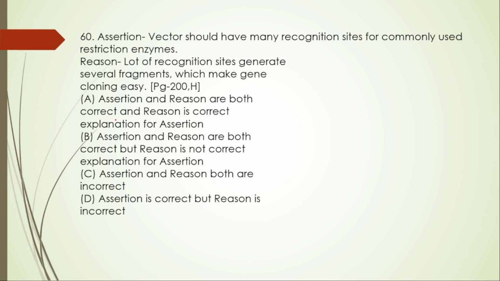Next, 60th one. Assertion and reason type of the question. Here assertion is given, vector should have many recognition sites for commonly used restriction enzymes. Just now we said there will be very few or single usually. So this one is wrong. Lot of recognition sites generate several fragments which makes gene cloning easy. No, this one is wrong. It won't make it easy, it will be complicated. So this one is also wrong. We will go with both incorrect.